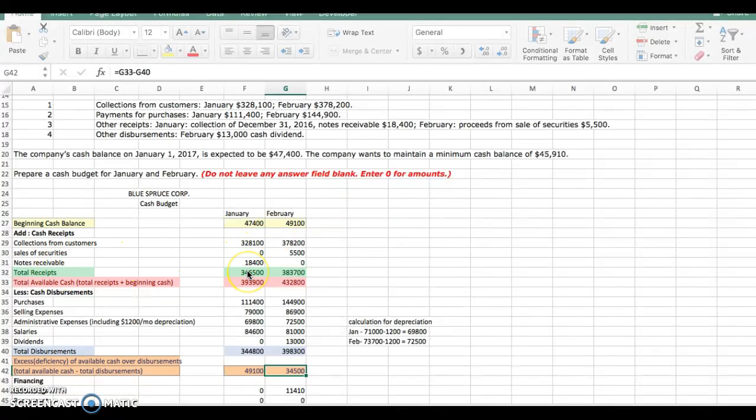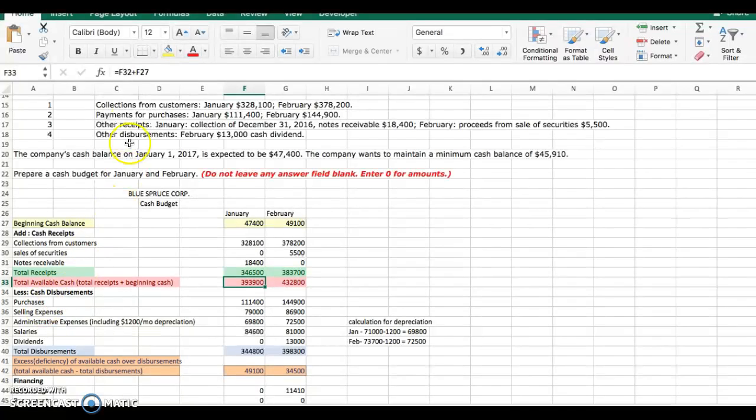And our notes receivable, which is $18,400. Now we're going to total all of those up to get our total receipts, and that equals $346,500. Next is our total available cash. Our total available cash is our total receipts plus our beginning cash, which gives us a total of $393,900. Then we will subtract out all of our cash disbursements.